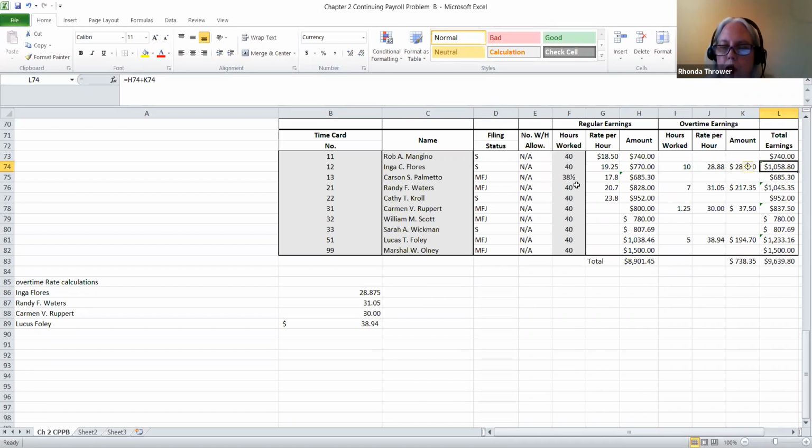On the next person, they worked less than 40 hours. They worked 38.5 hours, and they worked at a rate of $17.80. That was given to you. We multiply 38.5 times 17.8, and that will give you $685.30, and that would also be the total earnings for this particular employee.